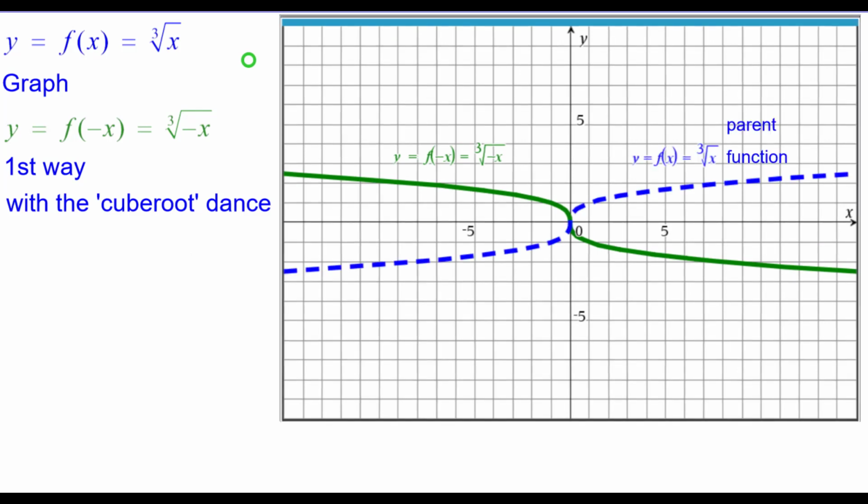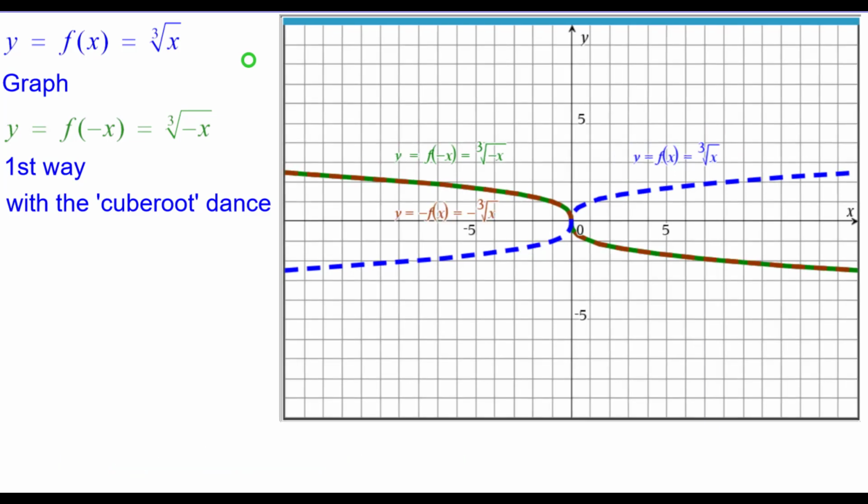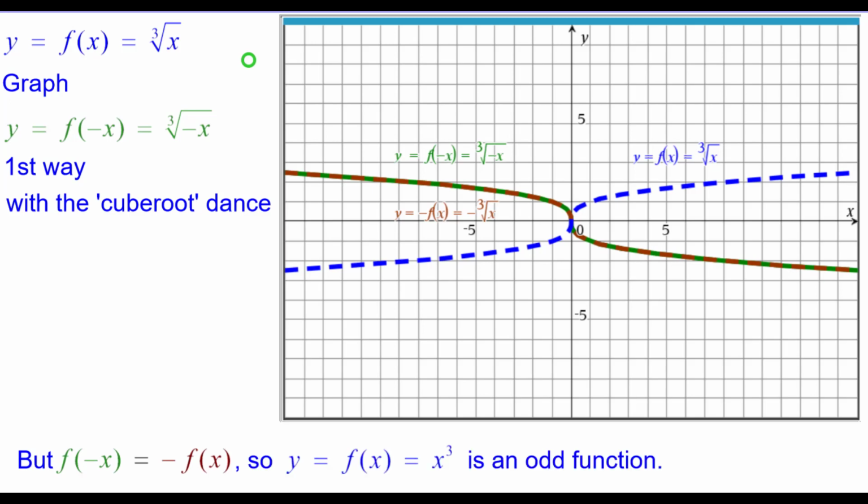Comparing that to the parent function, you can see that those two are not equal. They are not the same, so this function is not even. But if you bring in the opposite of x, the cube root of x, and compare it to the cube root of the opposite of x, you can see that those are identical. And so the cube root function is an odd function.